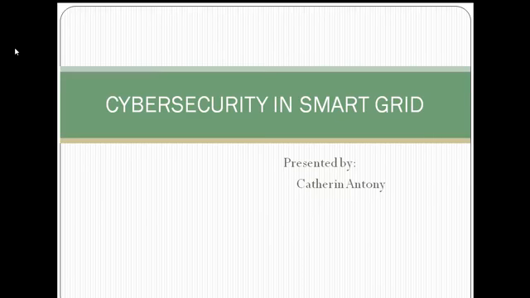Before talking about cyber security in smart grids, let's see about electric grid and also smart grid.